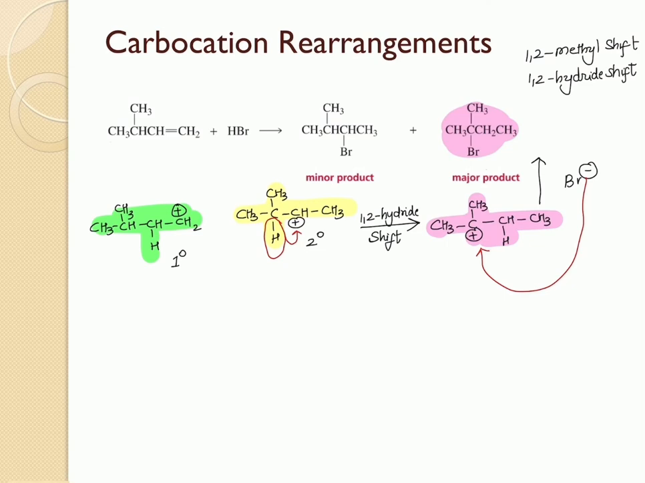Since this secondary carbocation is formed during this reaction, it will also be attacked by the bromide nucleophile, giving us this product. But this is a minor product here, since the stability of the secondary carbocation is less compared to the stability of the tertiary carbocation.